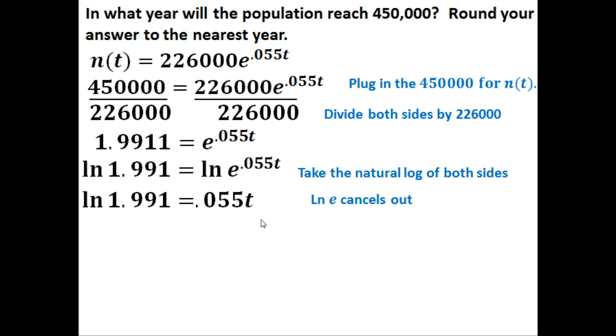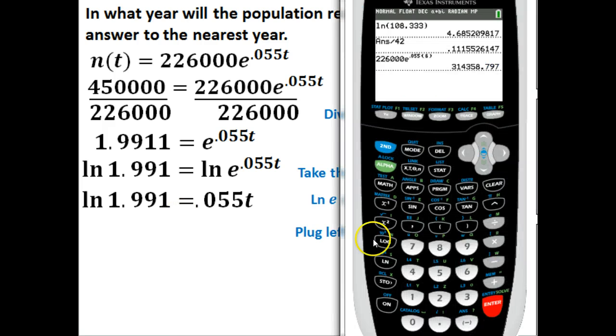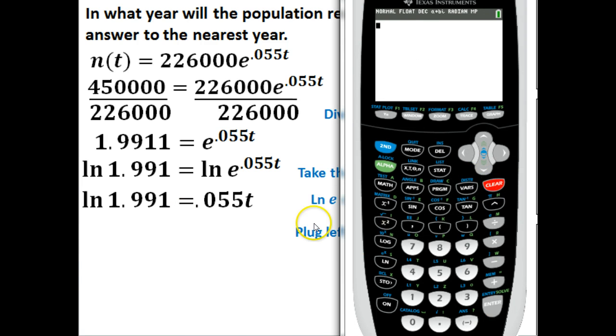Now the next step that we're going to do here is we're going to plug this left-hand side into the calculator. So I take out my calculator here. We're going to simplify this. Let me clear out what we've got in there. And I go natural log of 1.991. So natural log is right here. That's my ln button. So I click on ln and I just type in 1.991. I close my parenthesis. And then I just hit enter, and this will simplify it, and I get this decimal here.